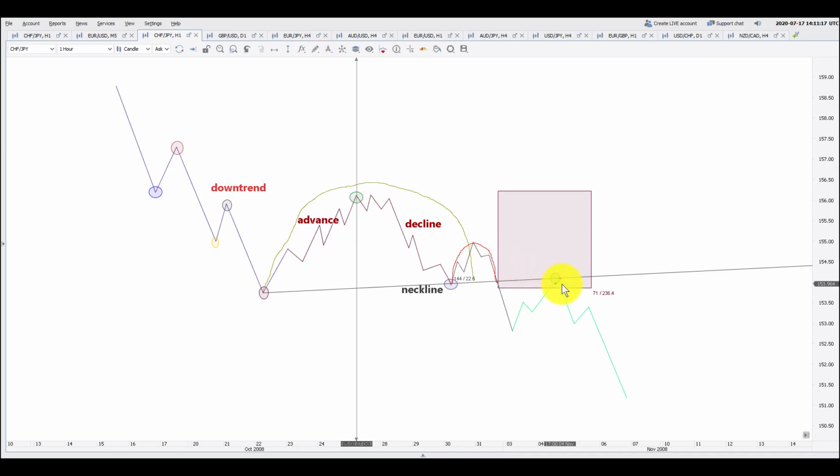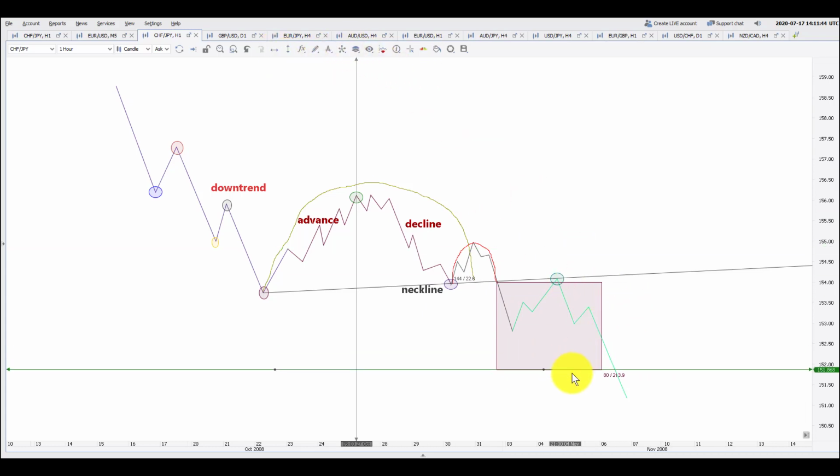So this is the area where you should be entering a sell trade, and your take profit target should be equal to the height of the cup from the second low. Whatever is the height of the cup from the second low, that is your target from the breaking point. So in this case the target is equal to 151.86.